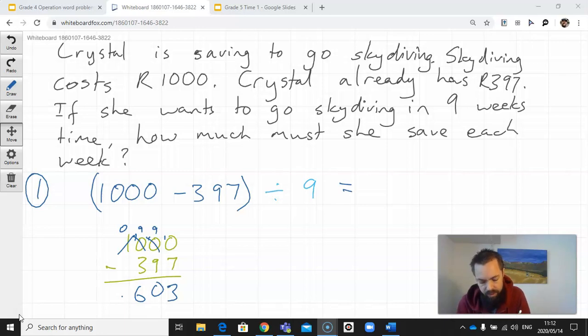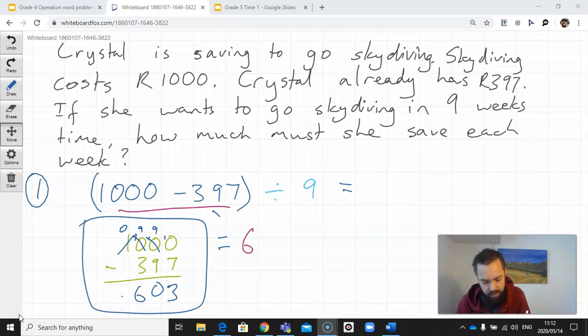I should have done this working on the side. So what I'm going to now do is just carry on over here. So first thing I did was to work out this. So that was 603. And I'm going to leave my divided by 9 alone. I'm going to go back and do some more workings on the side. I'm going to do my bus stop, 603, 9.